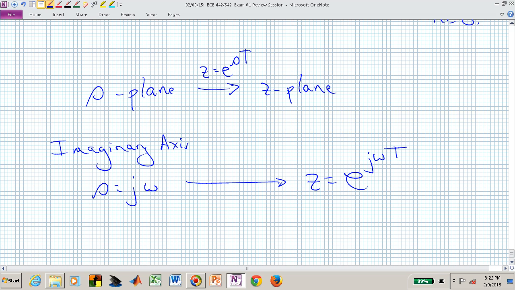What's the magnitude of that complex number? Use Euler if you want. Cosine omega t plus j sine omega t. The magnitude of that is cosine squared omega t plus sine squared omega t.